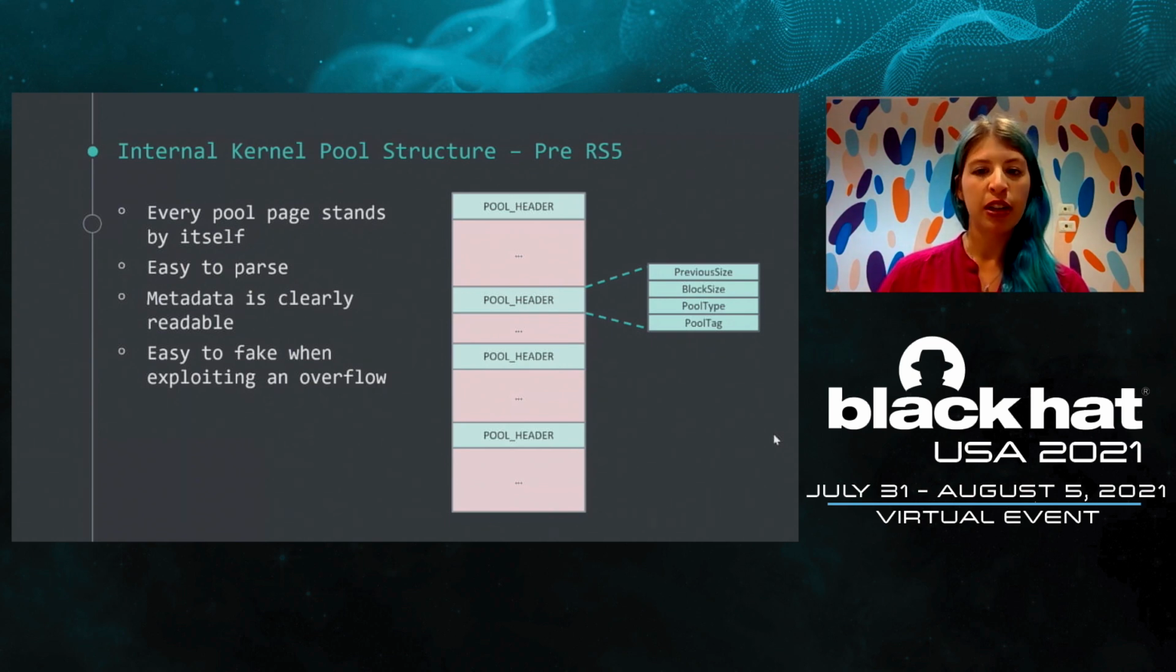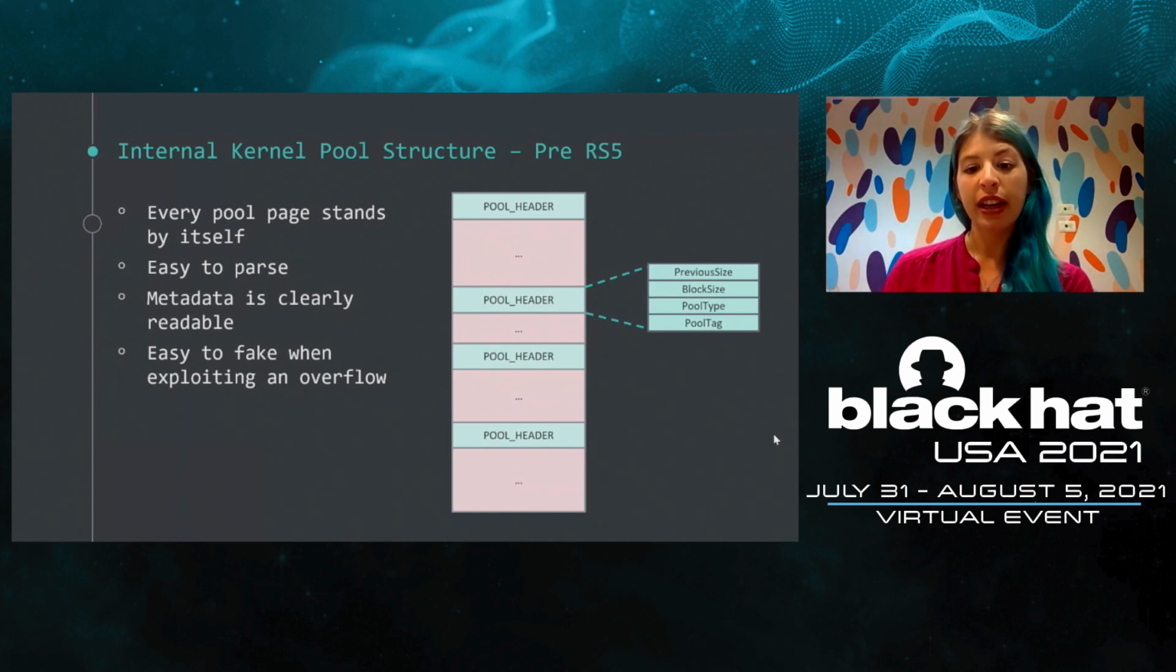All the data was clear text. It was very easy to read. It was also very easy to fake if you used a buffer overflow vulnerability to override the next allocation. You could just, for example, fake the next allocation and tell the system that it's way smaller or way larger than it actually is, and get all sorts of nice techniques there. But that was before RS5.